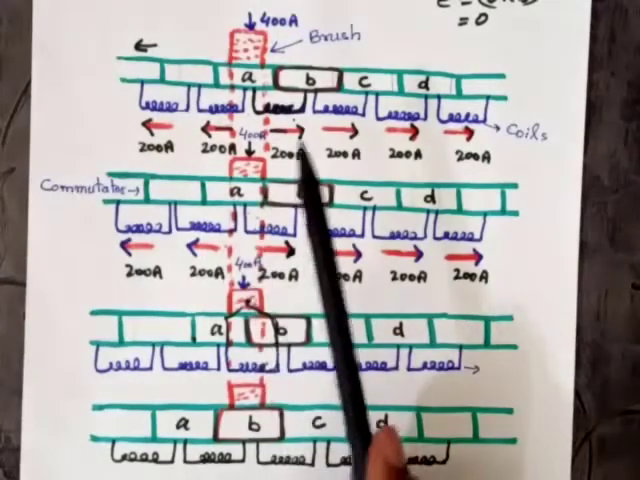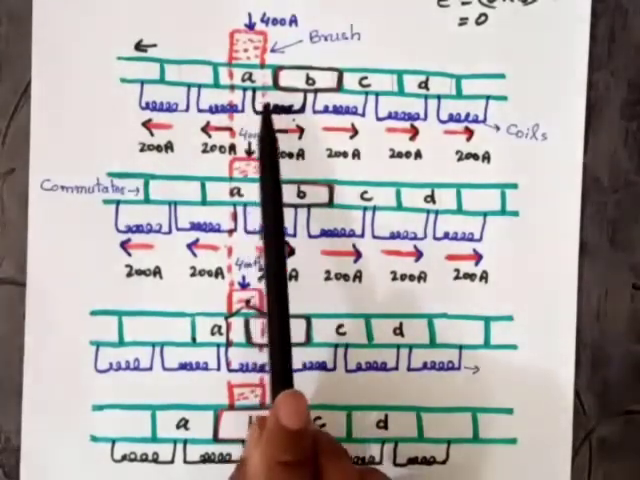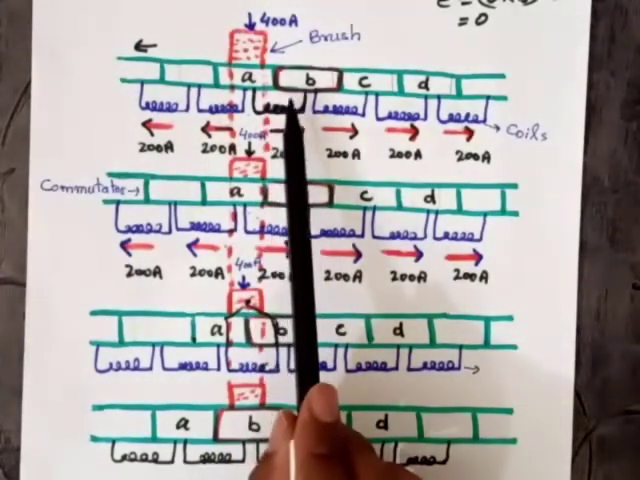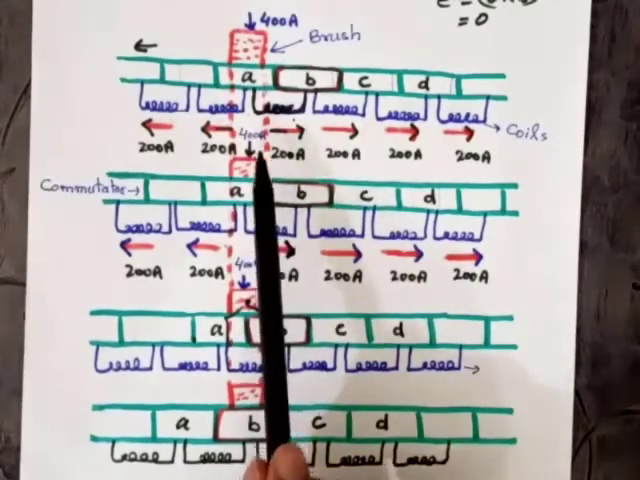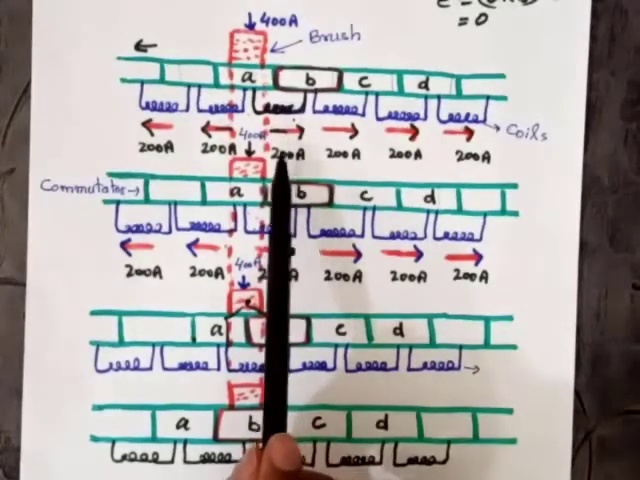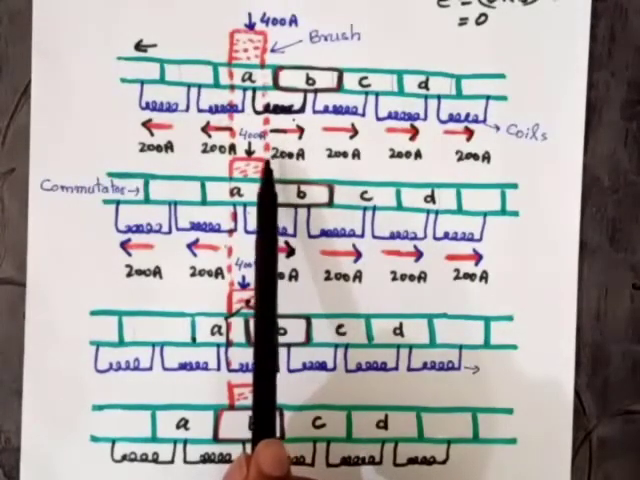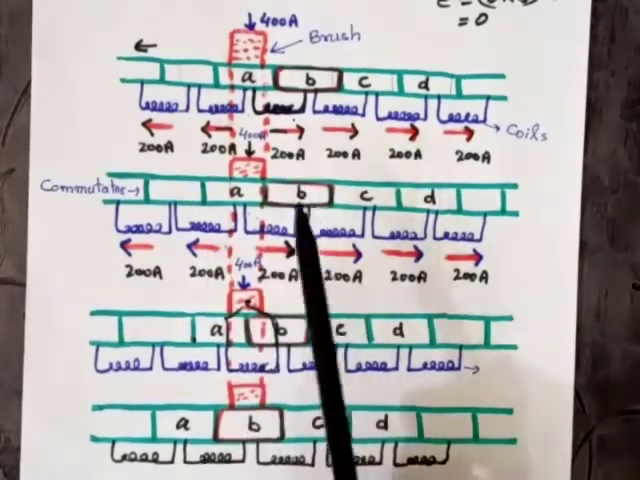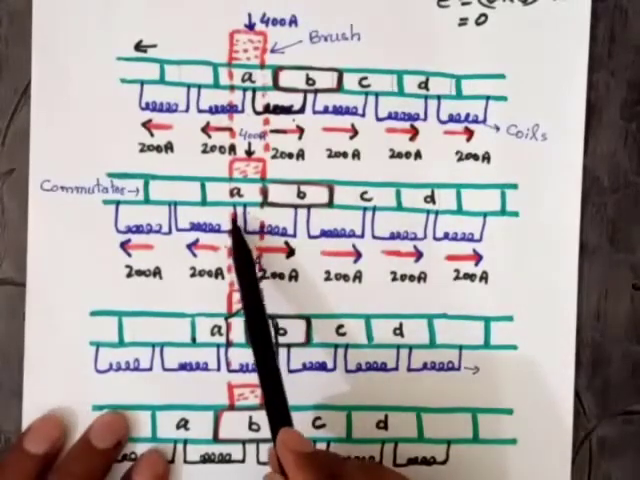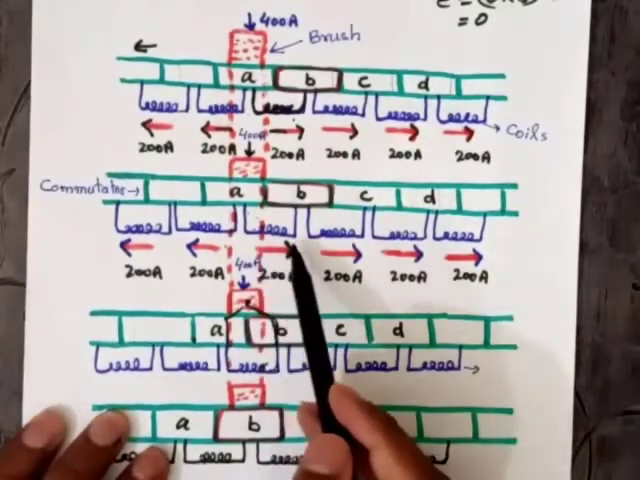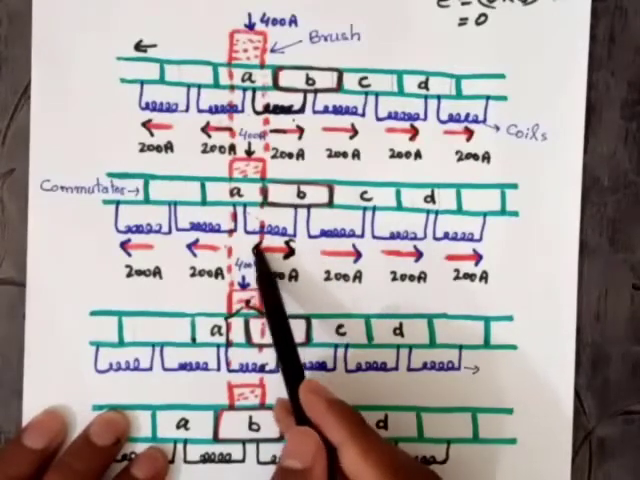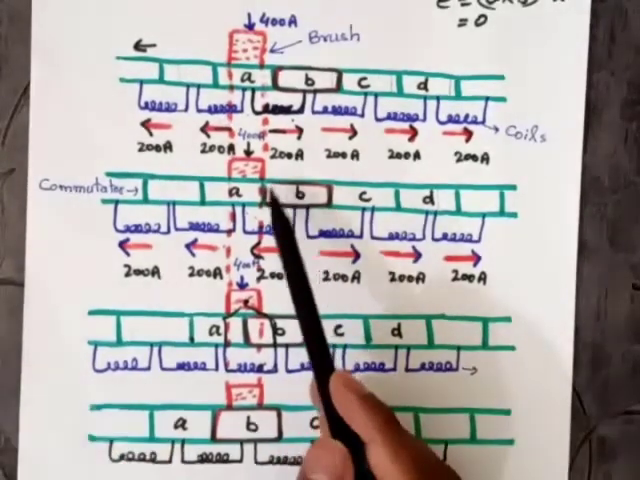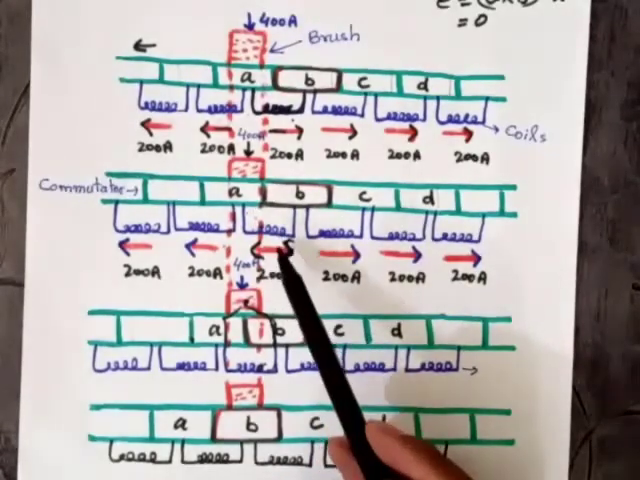As you can see in this figure, when the commutator segments move toward the left, the direction of the current is changing. Here the direction of the 200 ampere current is towards the right, and when this point nears the end, the direction of the current will shift from right to left, and here the change in the direction of the current occurs.